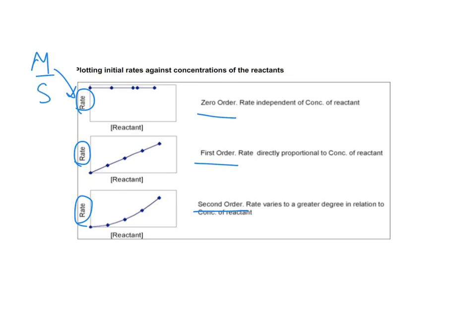So notice for zero order, as the concentration increases, the rate doesn't change. For first order, as the concentration increases, the rate increases as well, in a linear relationship. For second order reactions, as you increase the reactant concentration, the rate increases in a square relationship. So those are the graphs when we graph rate versus concentration.